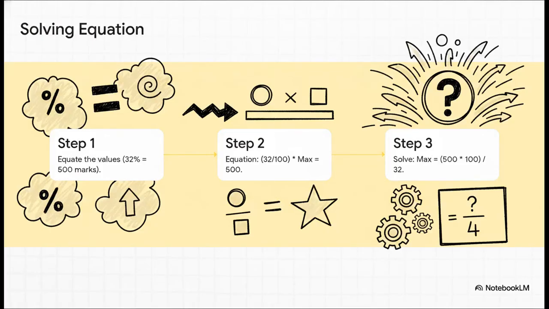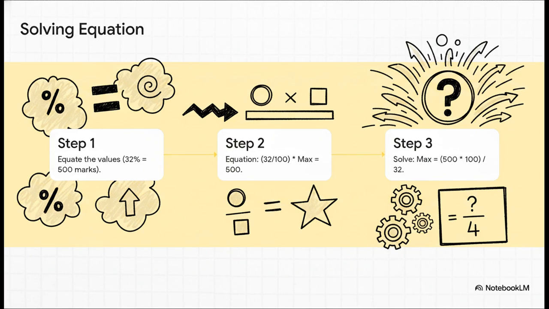Now we enter the algebra phase. Step 1, we equate our values. The problem said the pass rate is 32%, and we just calculated the passing score is 500 marks. Since the percentage and the raw value define the exact same thing, they're equal. Step 2, set up the equation. 32% is just 32 over 100, so 32 over 100 times the maximum marks equals 500.